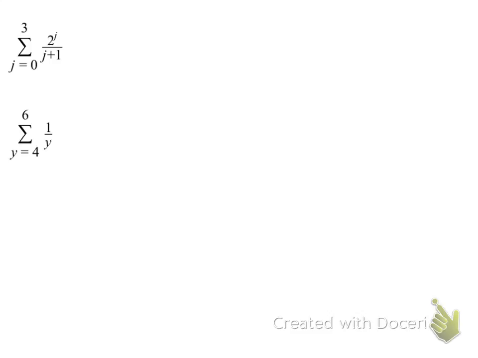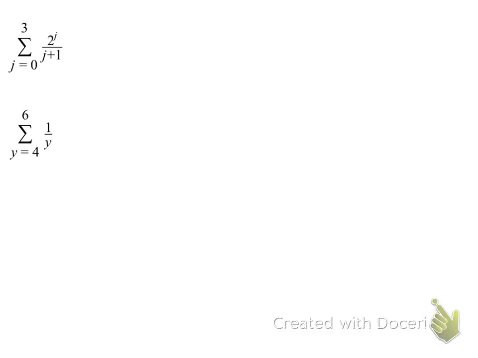Now we're getting a little bit tougher. This is kind of one of your tougher type problems. Now, the summation of j from 0 to 3, when your element is 2 to the j power over j plus 1. You just plug in j equals 0, 1, 2, 3 for j, and add them all up.